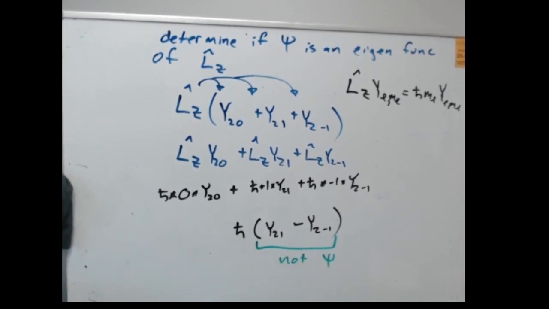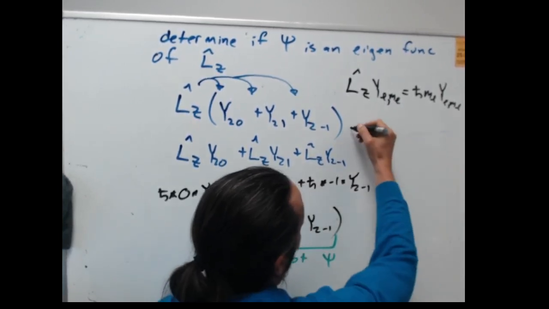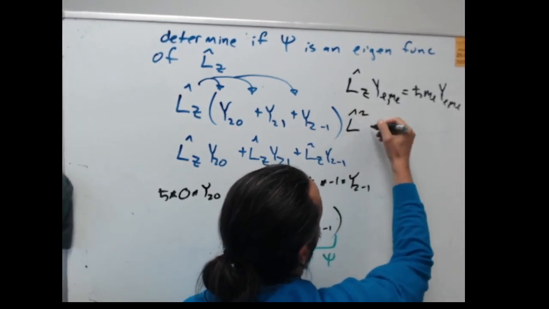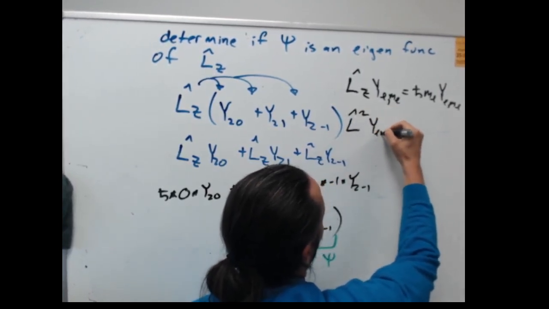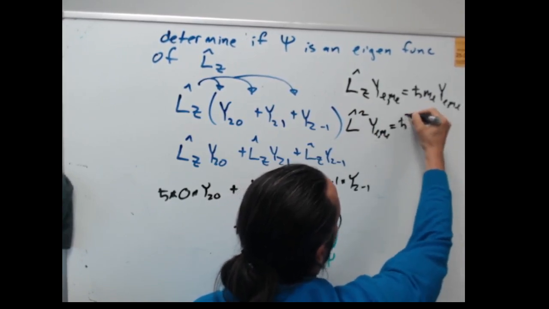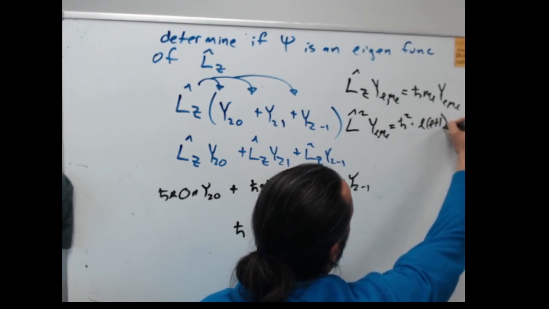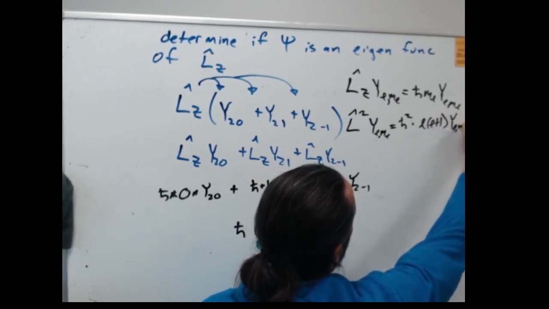Something has changed. Question? I just want to make sure that I have the L squared correctly in my notes. What is the L squared? So, did everyone fix the typo on the equation sheets that I handed out at the beginning of the quarter? Yes. Right, so L squared on YL m sub L should be equal to h bar squared times L times L plus 1 YL m sub L.